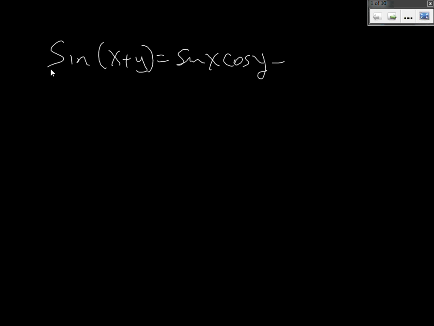Now it's time to derive the double angle formulas. And those are the easiest ones to derive, given what we already know. We know that the sine of x plus y is sine x cosine y plus sine y cosine x.